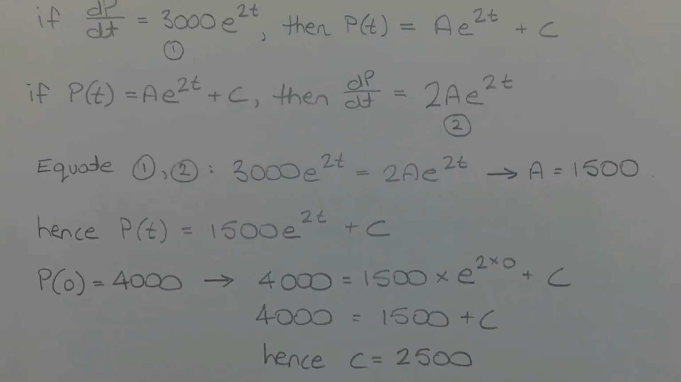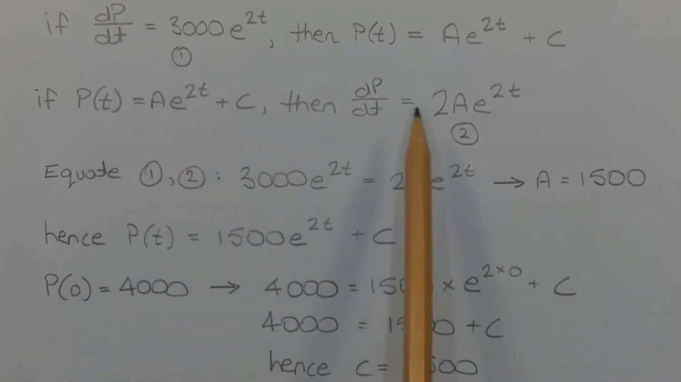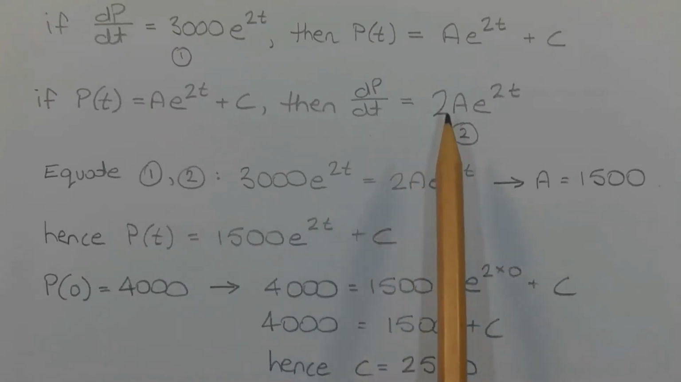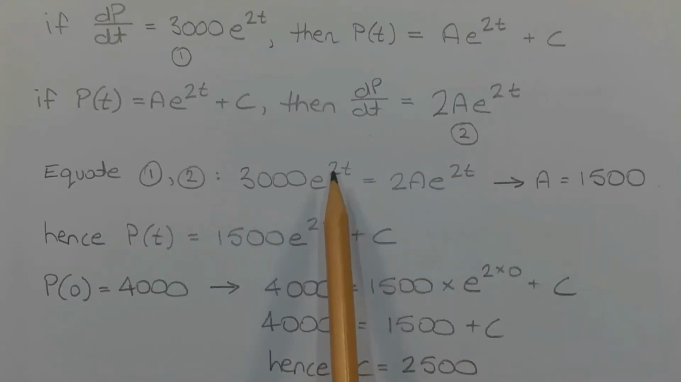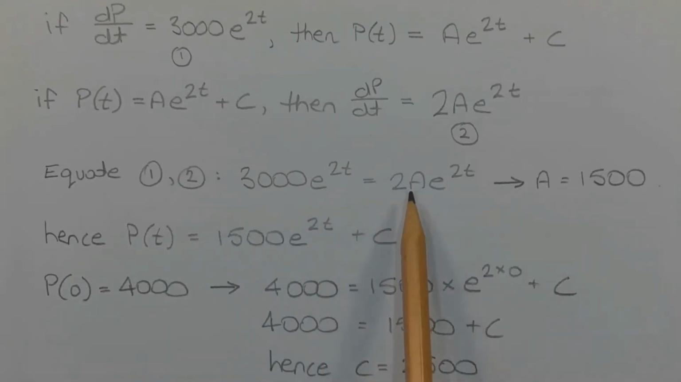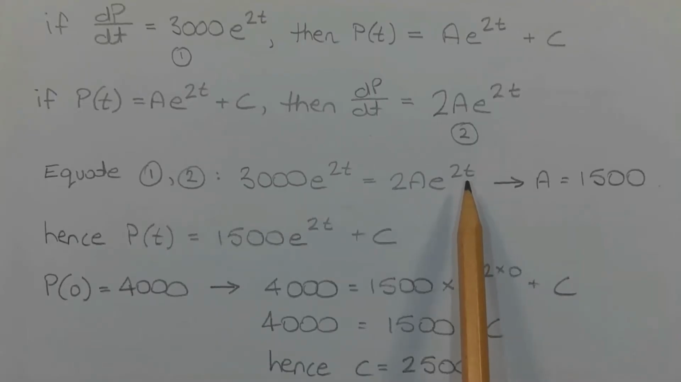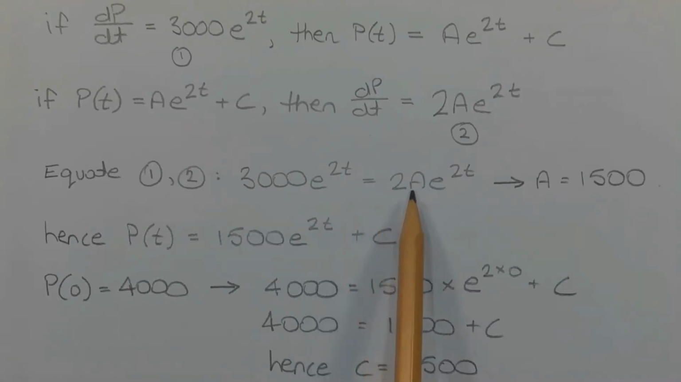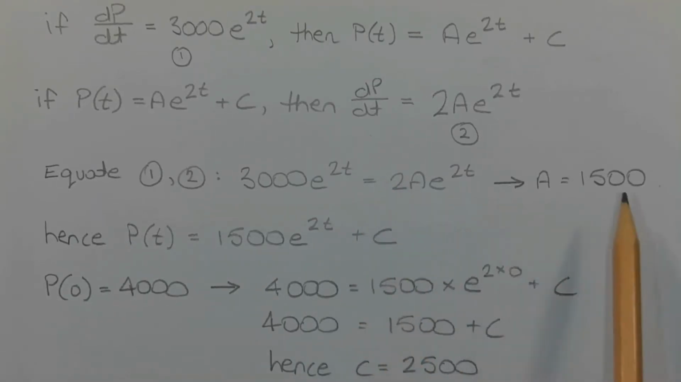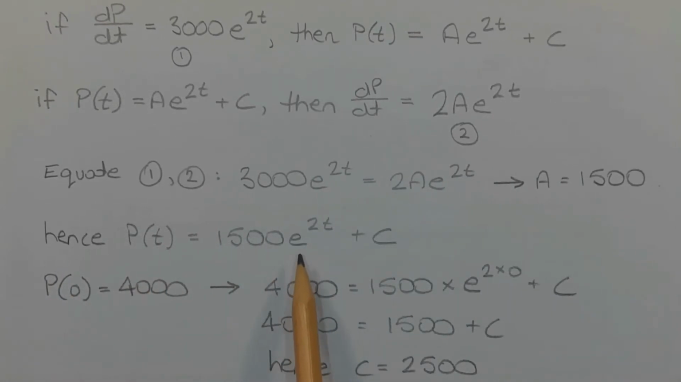Now moving on. If we equate equations 1 and 2, in other words, let these two equations be equal to each other, we can find the value of a. In other words, 3000 times e to the power of 2t is equal to 2 times a times e to the power of 2t. So if we equate the coefficients, this 3000 must be equal to 2a, which means a must equal 1500. Hence, p of t is equal to 1500 times e to the power of 2t plus c.